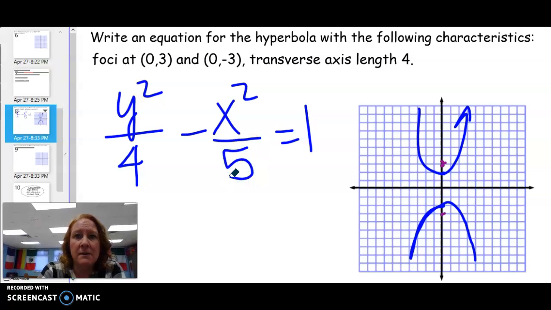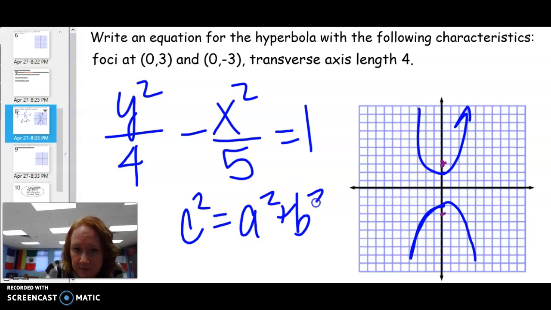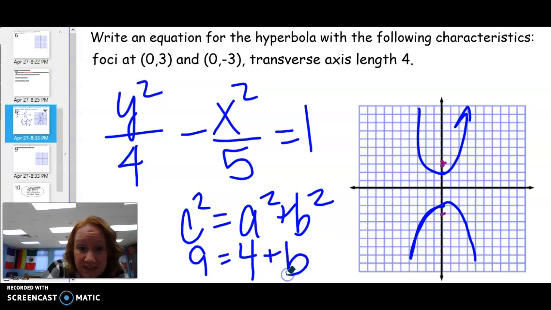If you're like, what? Well, because I know c squared equals a squared plus b squared. c squared is 9 because it's 3 squared. And this is 4, so 4 plus what? And I don't have to square root it or anything because b squared actually goes there. So y squared over 4 minus x squared over 5. One more.